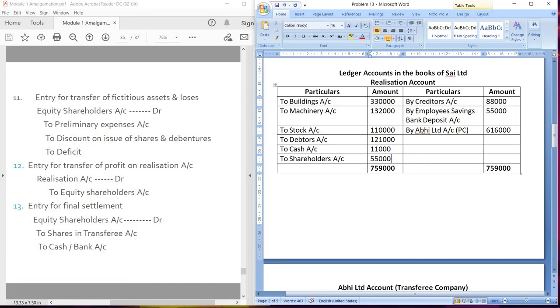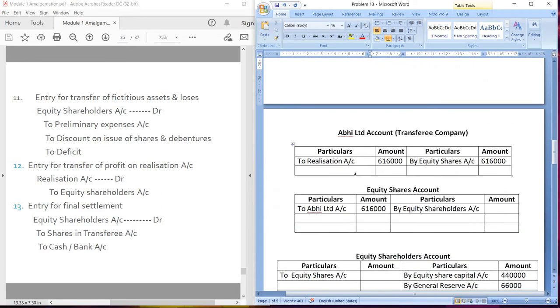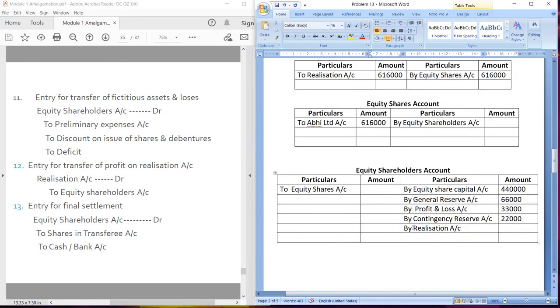So this has to be transferred to the shareholders account as well. I hope you have understood. You have to make the total of the debit side and credit side. Here the credit side is more, 7,59,000. Whatever difference comes, we have to transfer to the equity shareholders account. So let us post this entry here by realization account, and the amount is the difference, that is 55,000. I hope this is clear.